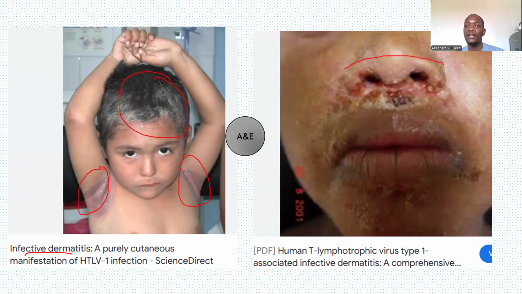Then in this other picture, this is how the nasal discharge will look like. Constant fluent discharge from the nose that responds to antibiotic treatment. When you give an antibiotic, it responds. Once you withdraw your antibiotic, the discharge comes back, the rash comes back. And that's when you get an idea that, hey, I may be dealing with infective dermatitis.